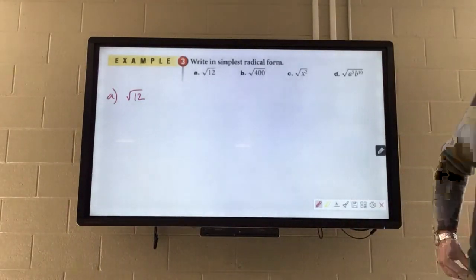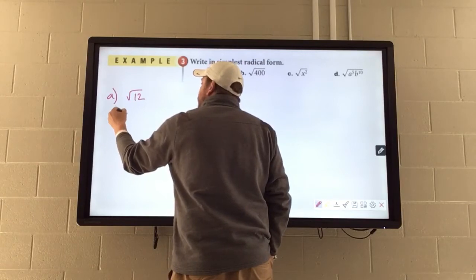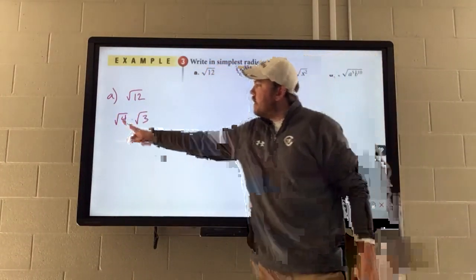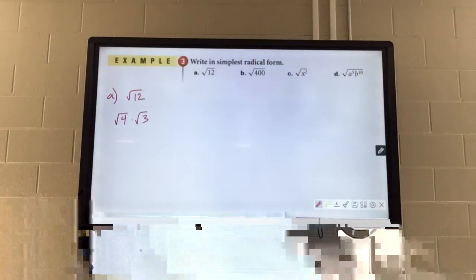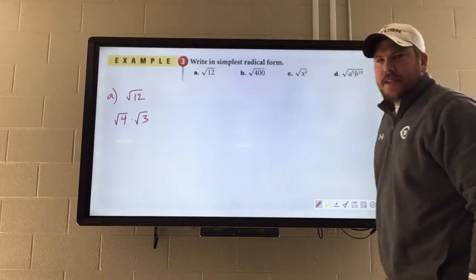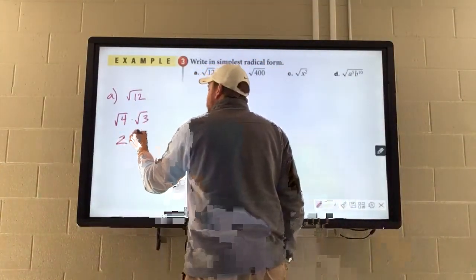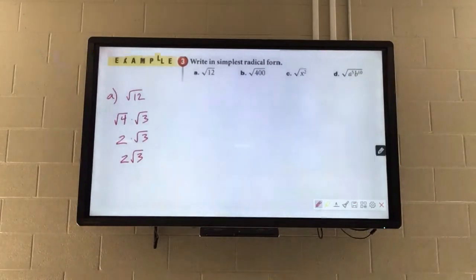So here's what I can do. I can rewrite the square root of 12 as the square root of 4 times the square root of 3, because 4 times 3 is 12. Well, we all know that the square root of 4 is just 2. And then that square root of 3 will just leave a square root of 3. We rewrite this as 2 root 3. So we look for the biggest perfect square that divides 12, because we want to rewrite that perfect square as an integer.